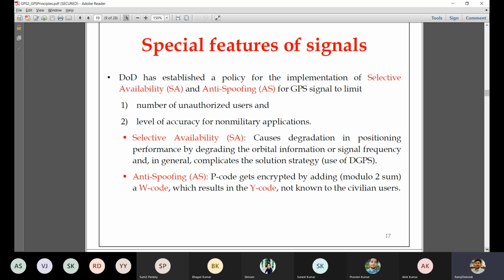Okay, so selective availability causes degradation in positioning performance by degrading the orbital information or signal frequency in general. That complicates the solution strategy, that is the use of DGPS. Anti-spoofing is where P code gets encrypted by adding modulo to some W code, which results in Y code, not known to civilian users.